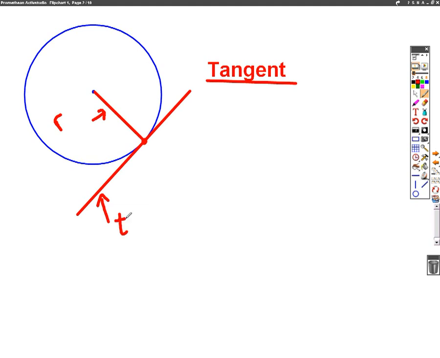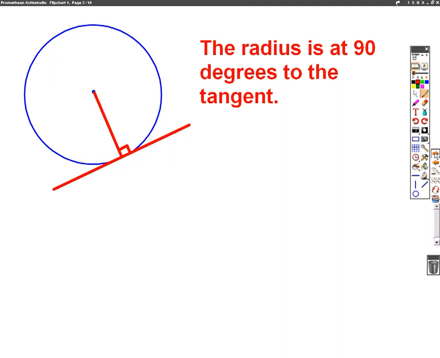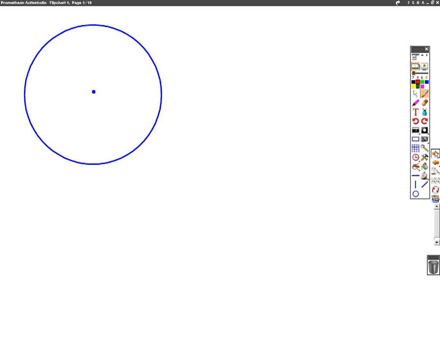And if I draw both of those lines, the angle between them is 90 degrees. So let's write that down. If I take the drawing, the radius is at 90 degrees to the tangent. So again, here's the radius and here's the tangent. So that's another circle theorem done. Right, let's move on to the next one.